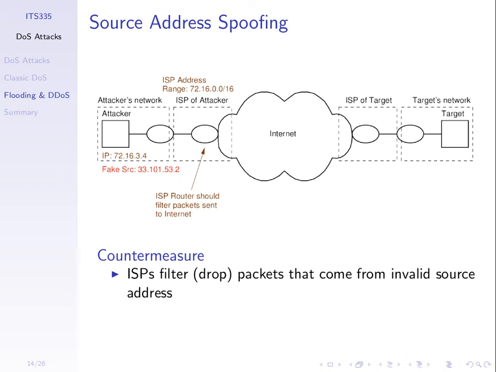Unfortunately, there are some ISPs that don't do that filtering. They haven't set it up, they forgot about it, or they don't care about it, and therefore there are still attackers that can send packets with fake source addresses. So it's recommended practice for ISPs to block packets from fake source addresses. Unfortunately, not all of them do. Therefore, denial of service attacks are still quite common.